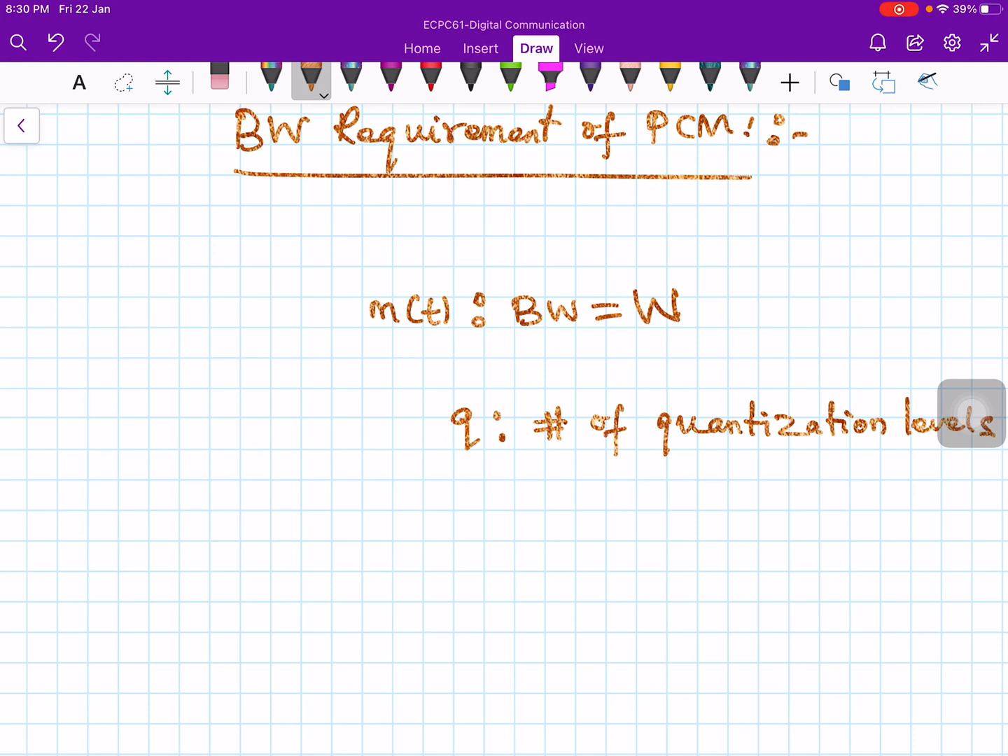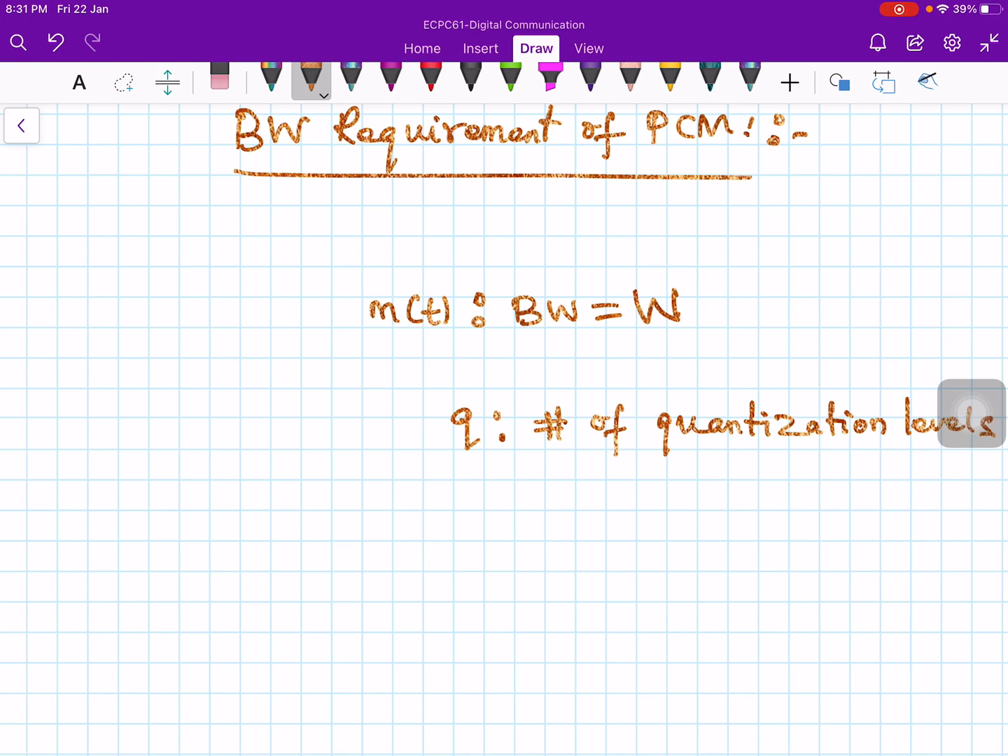Why should I take a power of 2? Because the number of quantization levels will be represented in terms of binary. If I choose Q equal to 4, then I need 2 bits to represent 00, 01, 10, 11. If I choose Q equal to 8, then I need only 3 bits.